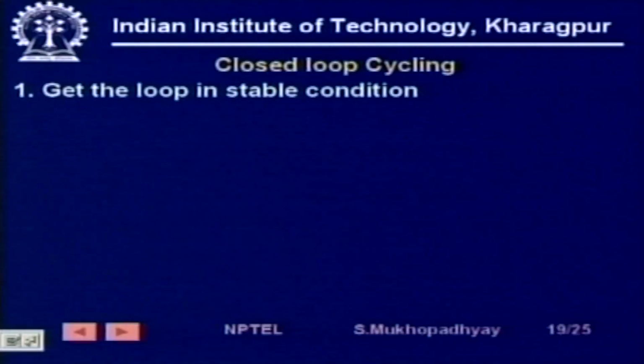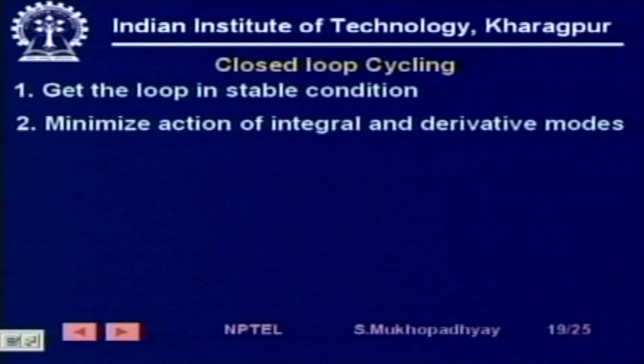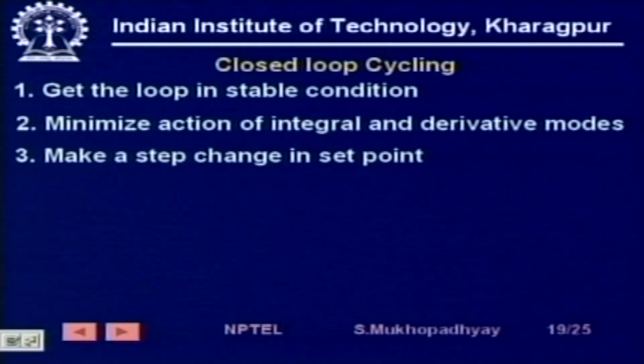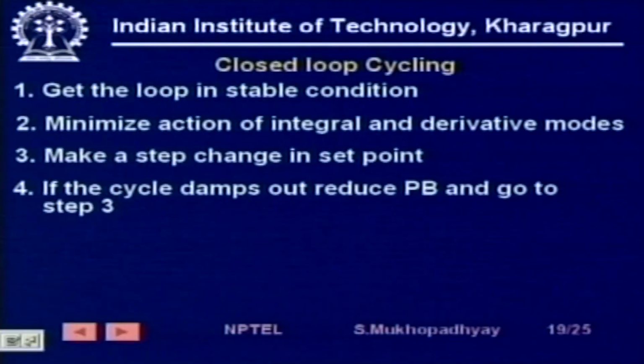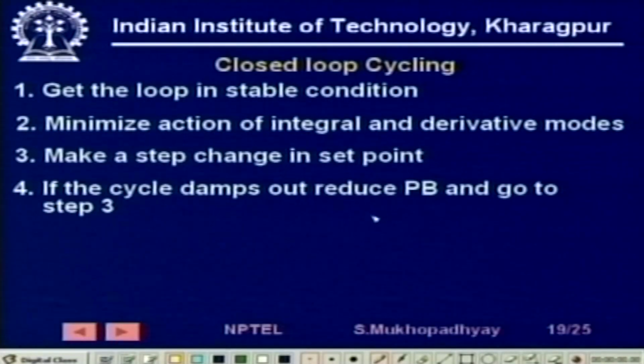And the closed loop procedure goes like this. It is essentially an iterative procedure, that is, it involves trial and error. So first get the loop in a stable condition, probably the loop is already operating in a stable condition. Then minimize the action of integral and derivative modes, reduce those integral and derivative gains, and if necessary reduce the Kp also, so that the loop is stable. Now make a step change in the set point, right?